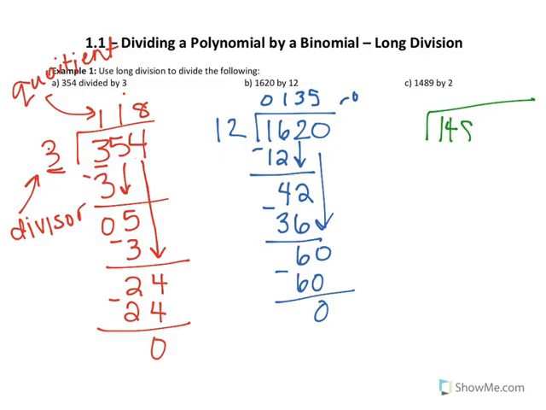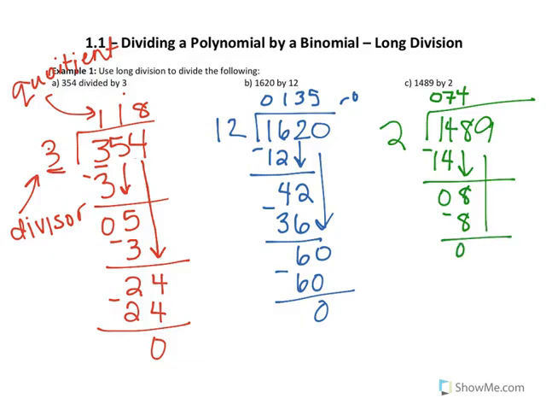Okay, 1489 divided by 2. It goes into 1 0 times, but it goes into 14 7 times. 2 goes into 8 4 times. Bring down the 9. 2 goes into 9 4 times as well, and this one will have a remainder. So we have a remainder of 1. I know this seems kind of silly because this is literally from grade 3, but the same exact process is going to be happening with polynomials and binomials.